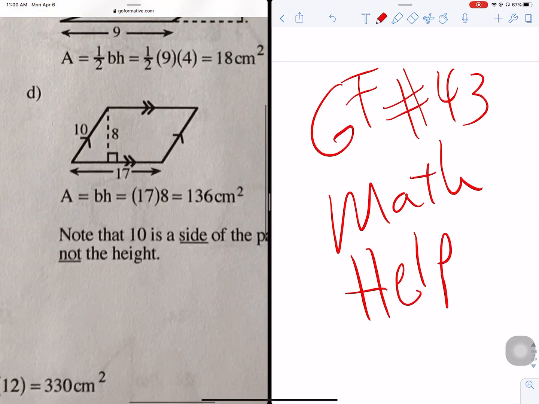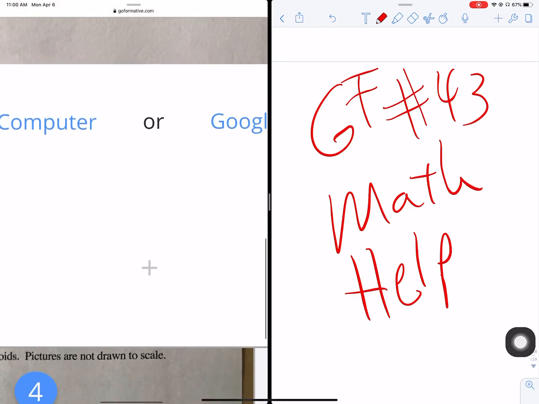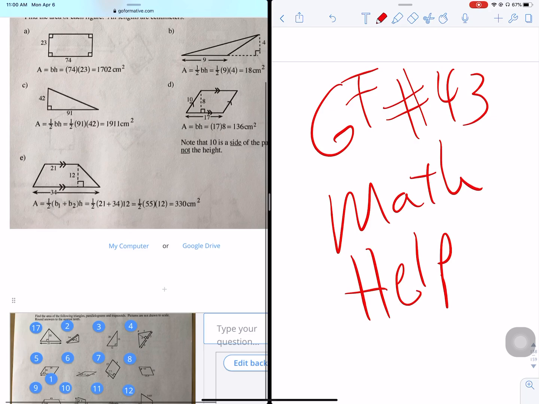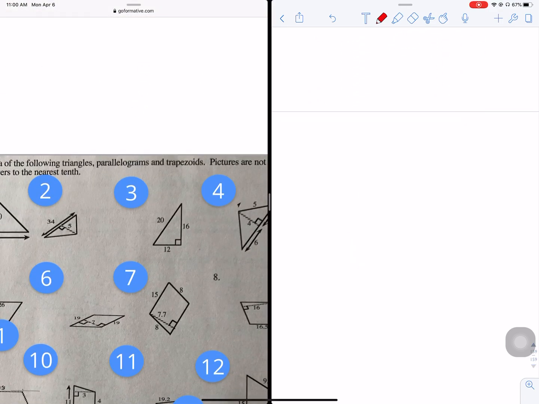Here it is. What did they do? They did the side length times the height. So we're going to do that too. We're just going to multiply two things together. So that is going to be area equals 15 times your 7.7. And then you can do that in your calculator and figure out that answer.